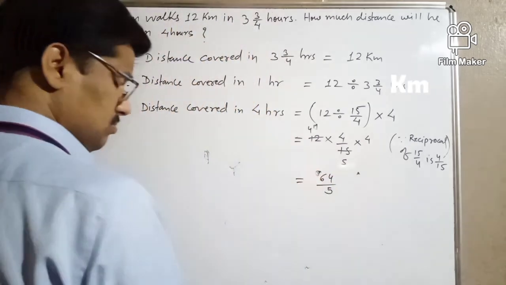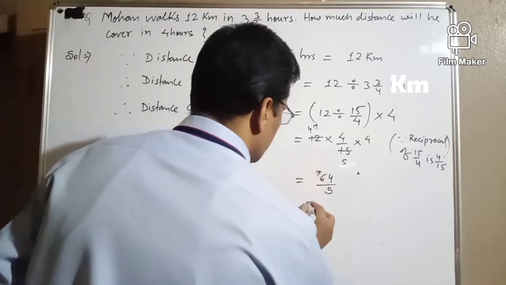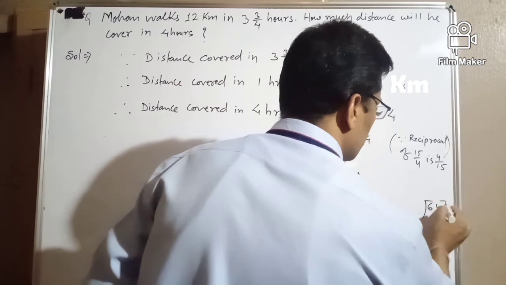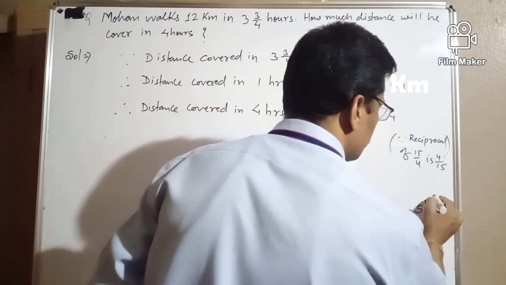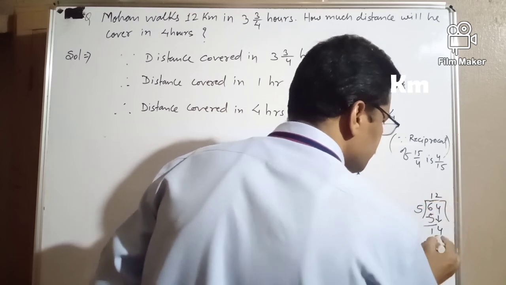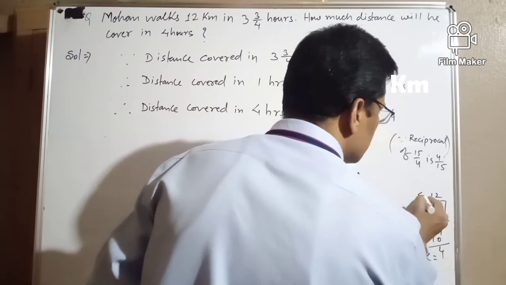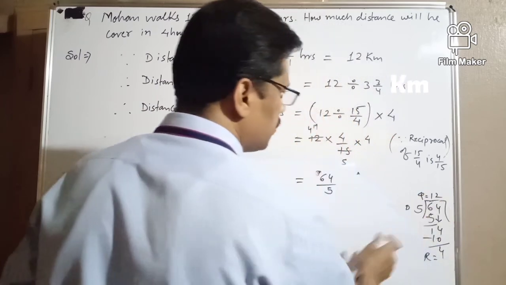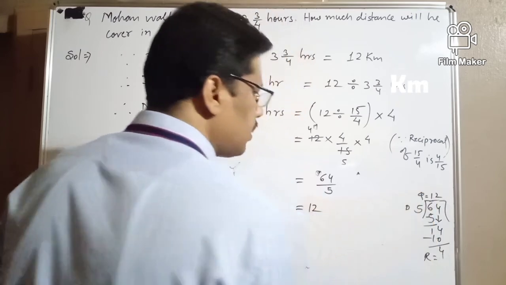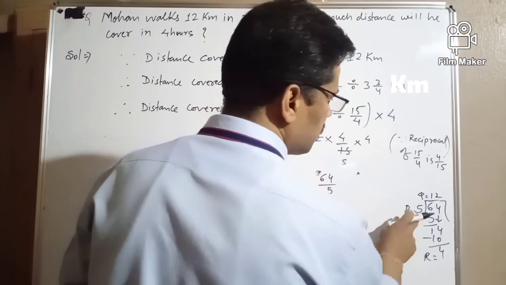Now this can be converted into a mixed fraction. There are many students who don't know how to convert, that's why I am explaining. When you divide 64 by 5, 5 1s are 5, 1, bring down 4. 5 2s are 10, 4. What is the remainder? 4. This is your quotient. This is your divisor. So QRD. First we write quotient 12, then the remainder 4, and the divisor 5.